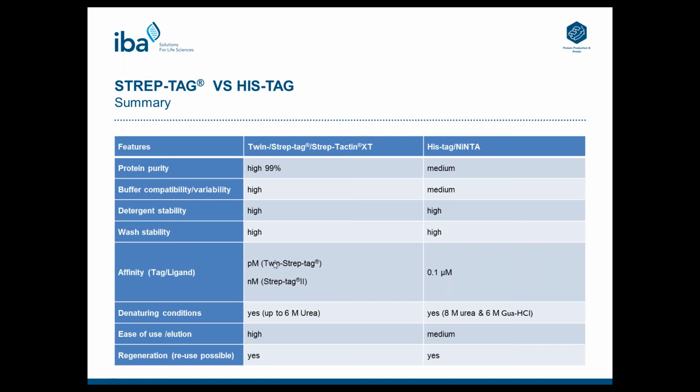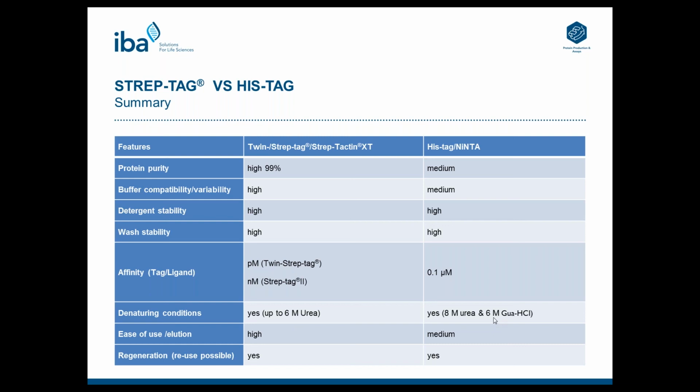The affinity of the tag to the ligand is for the Twin-Strep-tag in combination with Strep-Tactin XT in the picomolar range, and for the Strep-tag2 with Strep-Tactin XT in the nanomolar range. On the other hand, we have the His-tag to Ni-NTA with a binding affinity of about 0.1 micromolar. Both systems can be used under denaturing conditions. For the Strep-tag system, you can use up to 6 molar urea, and the His-tag system can be used with up to 8 molar urea and even with 6 molar guanidinium hydrochloride.